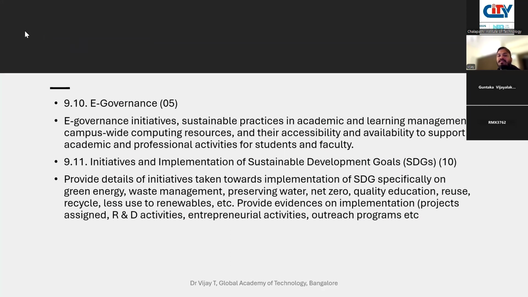Then we have e-governance. So basically the LMS part. So how effective it is, implementation, student can access, parent can access, faculty can access, development of notes, disbursement of all these aspects with respect to e-governance, initiative and implementation of SDGs at an institution level.